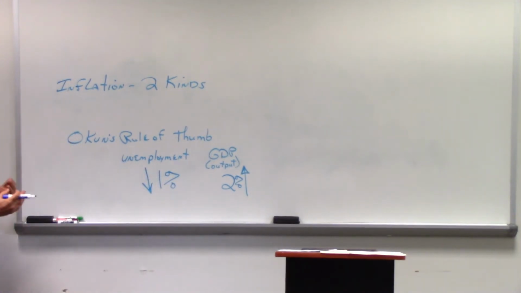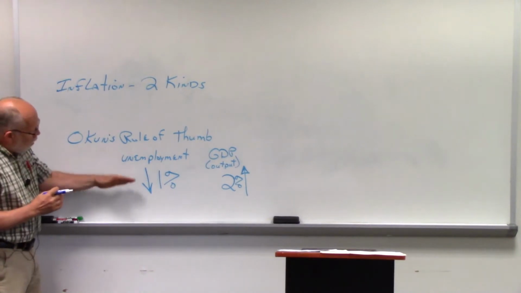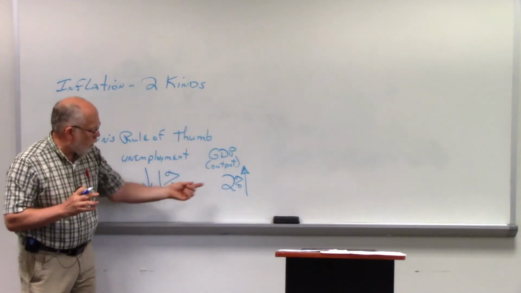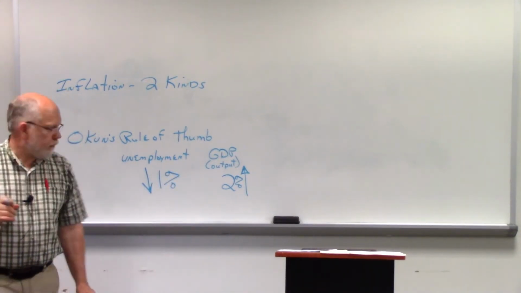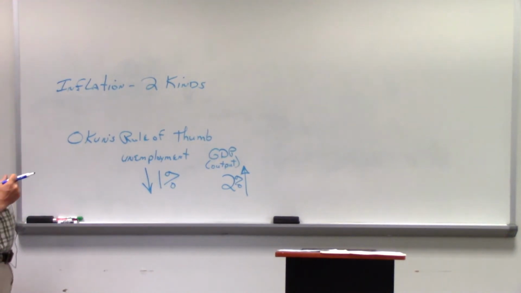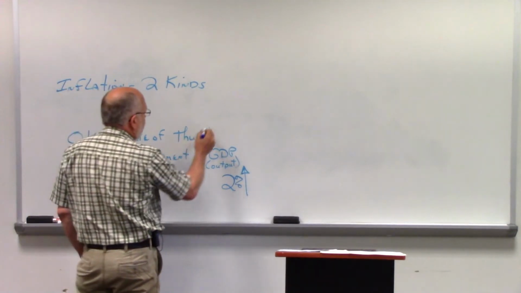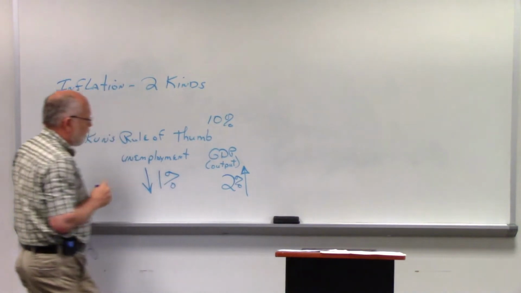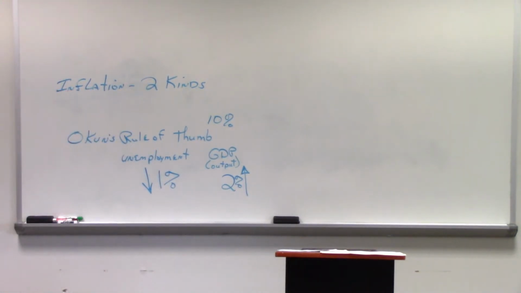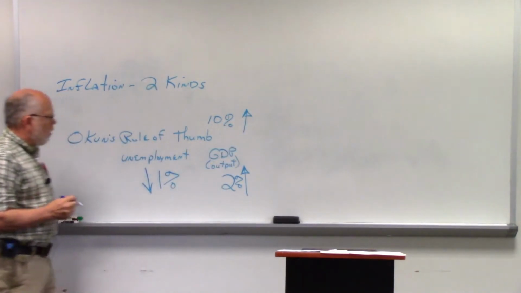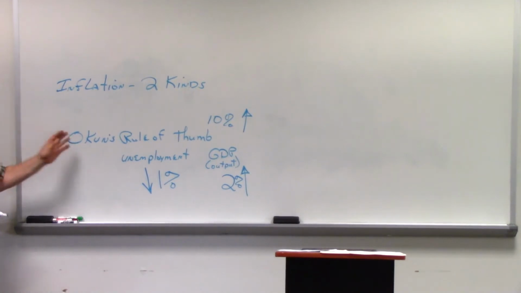Okun's Rule of Thumb says, okay, if we can lower unemployment by 1%, we should expect to see our GDP, our output, go up by 2%. Okay, let's just try a test question here. Let's say we want to increase GDP by 10%. What are we going to have to do to unemployment to see that happen, if it's a 1-to-2 relationship? We want this to go up by 10%. Then, class, what's going to have to happen to unemployment?